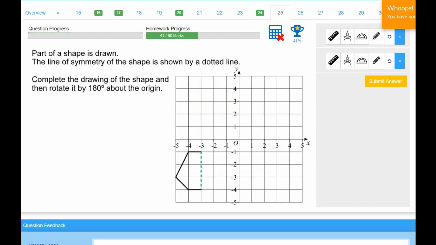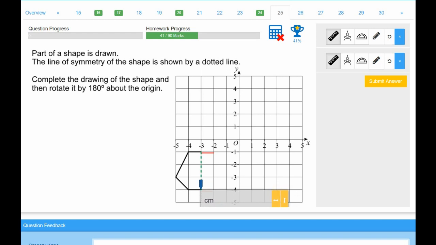25. Part of a shape is shown. We want to complete the drawing of the shape and then rotate it by 180 degrees around the origin. So I'm going to use my ruler very quickly here. It is a reflection. So I can see, oh, that's not quite right, is it? It's going a little bit higher. It's going to look like this. And this is going to look like this.